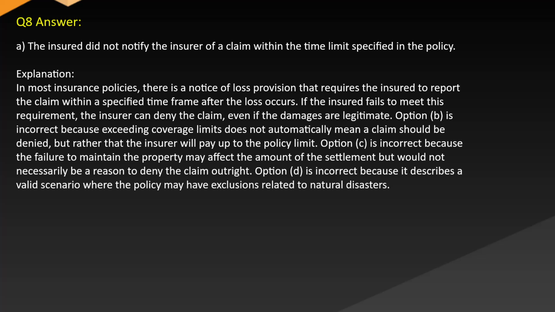Option B is incorrect because exceeding coverage limits does not automatically mean a claim should be denied, but rather that the insurer will pay up to the policy limit. Option C is incorrect because the failure to maintain the property may affect the amount of the settlement, but would not necessarily be a reason to deny the claim outright. Option D is incorrect because it describes a valid scenario where the policy may have exclusions related to natural disasters.